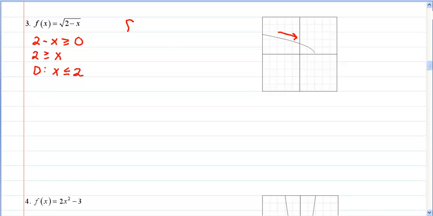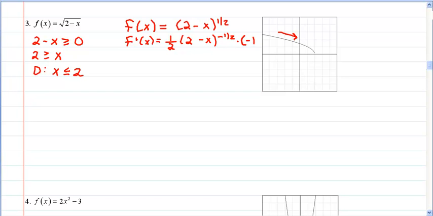To show this algebraically, we will take the first derivative, and I will rewrite f of x as 2 minus x to the 1/2, so that f prime of x is 1/2 times 2 minus x to the negative 1/2, and then the chain rule times negative 1, so that the first derivative simplifies to negative 1 over 2 times the square root of 2 minus x.